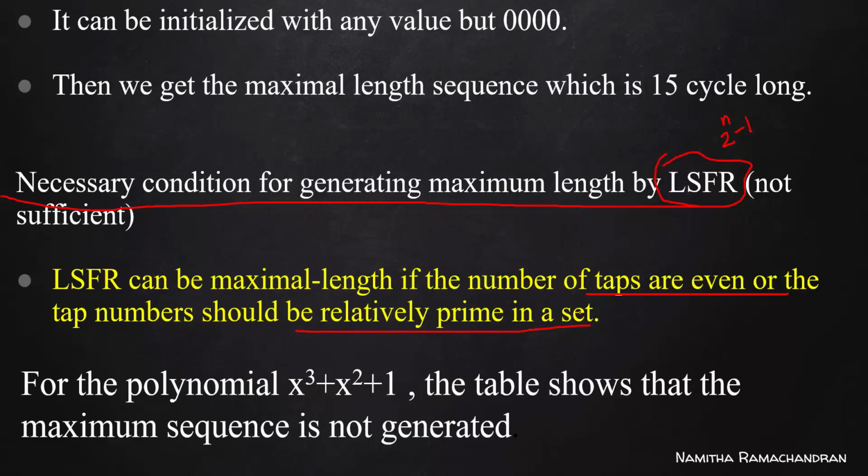But this is not a sufficient condition. For example, here is another polynomial satisfying this condition. How many taps? 2 taps, and 3 and 2 are relatively prime. So it satisfies this condition, but this is not an LFSR that generates 2 to the power n minus 1 different states. So this is only a necessary condition, not a sufficient condition.